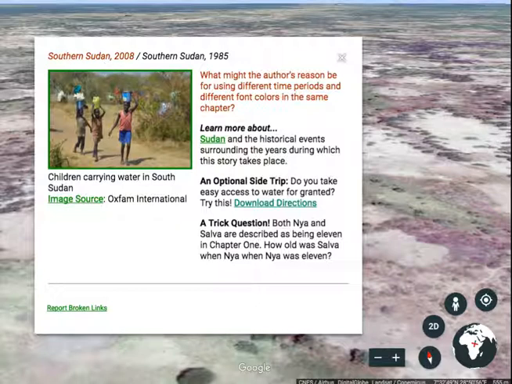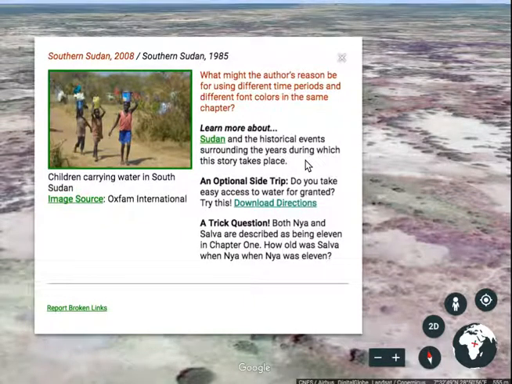And later we talk about Salva, who's in southern Sudan in 1985, and he's 11 years old at that point. But something to consider and discuss with your group is this question right here. What might the author's reason be for using different time periods and different font colors in the same chapter? Go ahead and discuss this with your group or consider it yourself. Don't forget to put your notes either in your notebook and then later on in the Google Lit Trips page for credit or to help you understand all the different chapters.